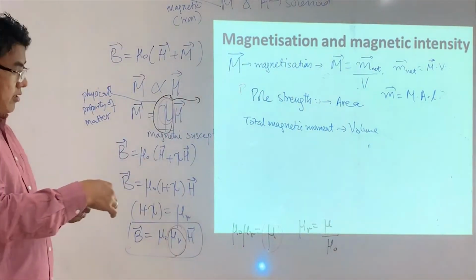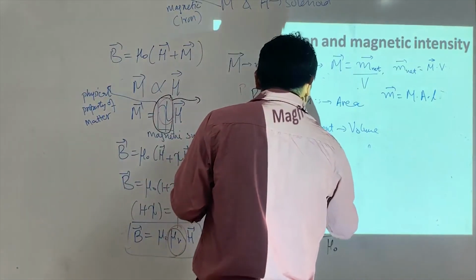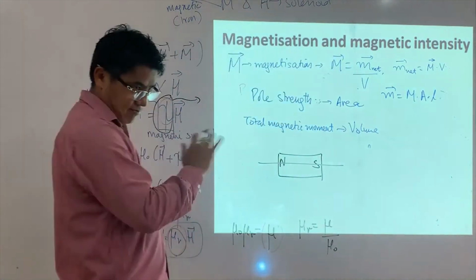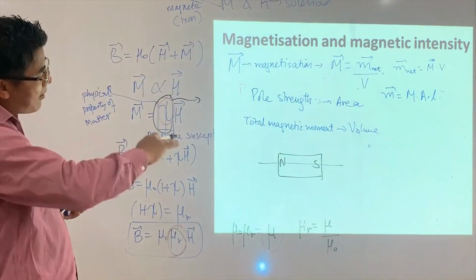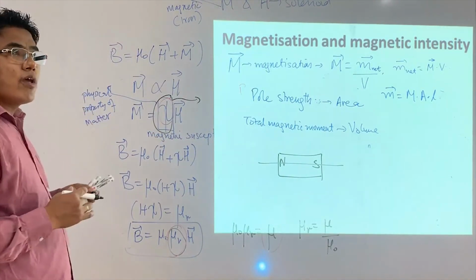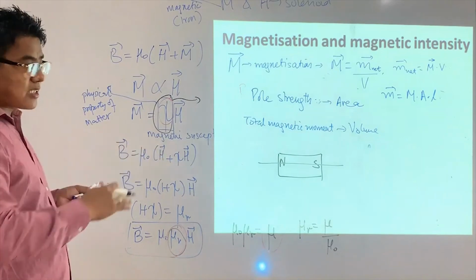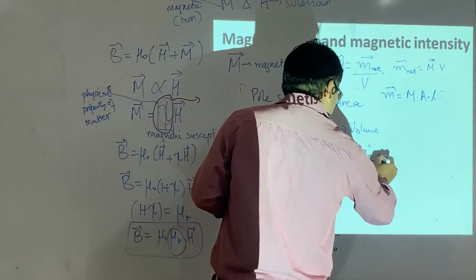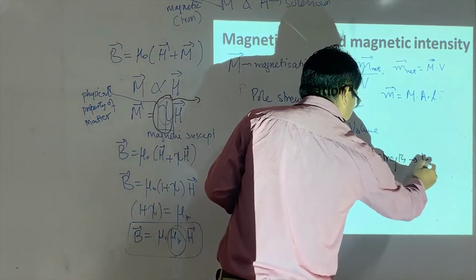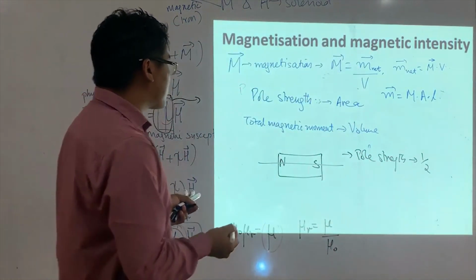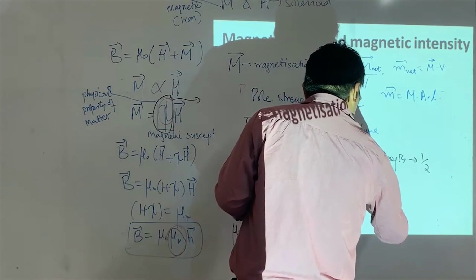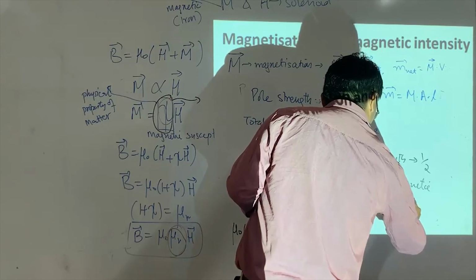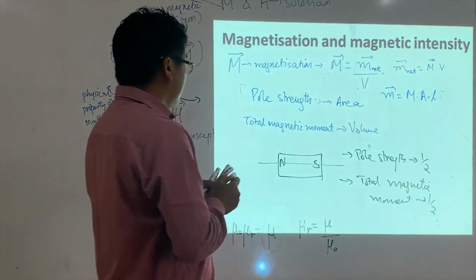All right, now in exams you may come across a bar magnet like this, north pole, south pole. This is called a transverse cut. If I cut this magnet into two equal halves along a transverse, what about pole strength? In this case pole strength reduces to half. And what about total magnetic moment? Total magnetic moment is reduced to half. This is one point.